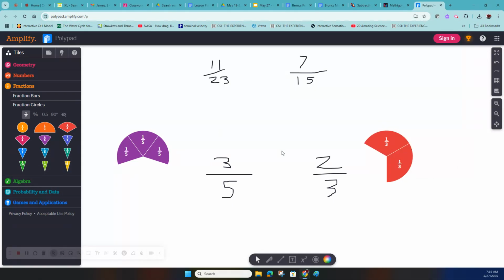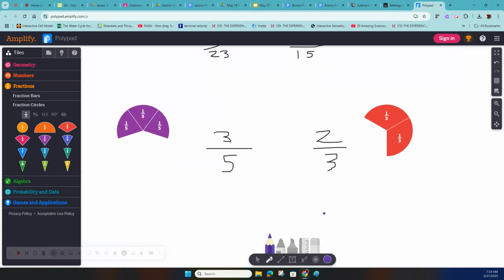So to make this easier on ourselves, what we're going to do is make these unlike fractions into like fractions. And like fractions have the same denominator. And we would say a common denominator. So I'm just going to go ahead and change my color here. We find a common denominator. And the easiest way to do that is to turn each of these fractions into equivalent fractions that have the same denominator, or common denominator.